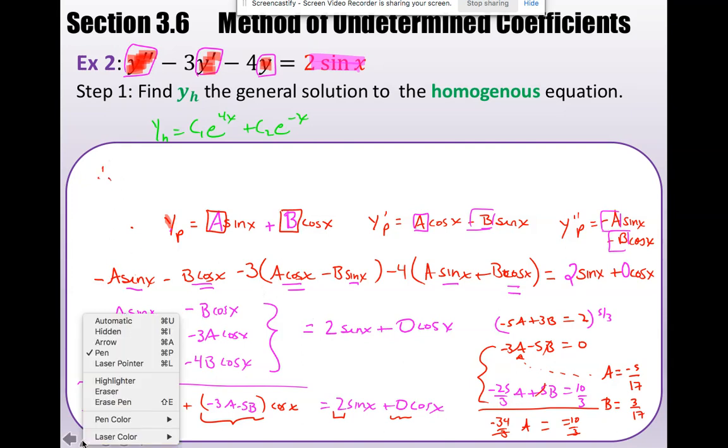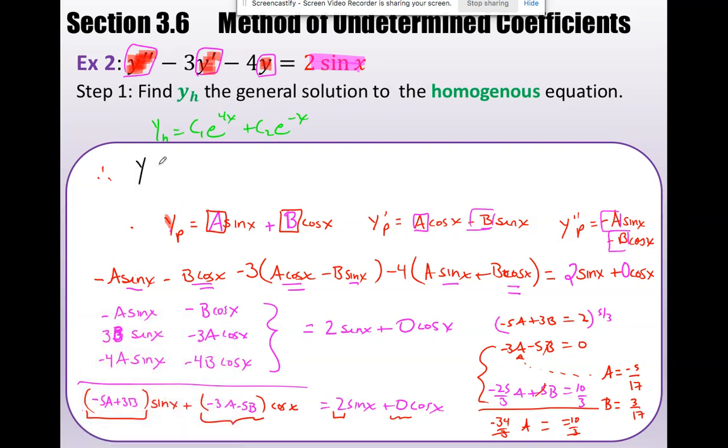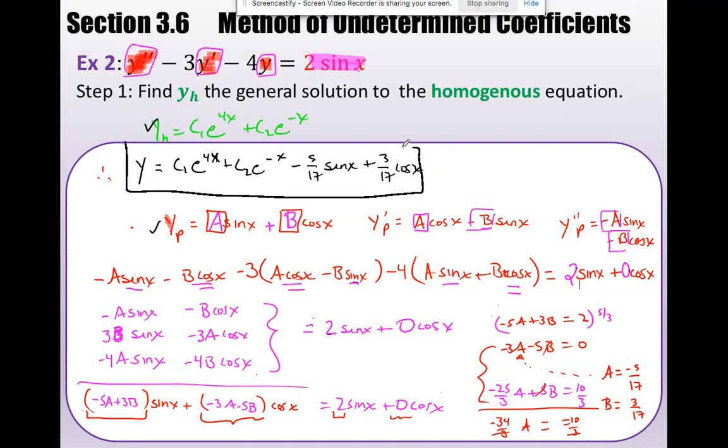Therefore, the general overall solution is the homogeneous plus a particular: A sine x and B cosine x. Whoa, done and done, baby.